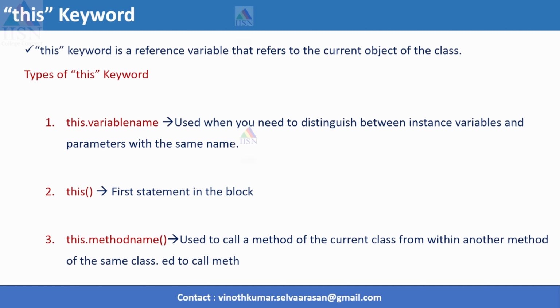Another one is this dot method name. It is used to call the method which is present in the same class. Instead of calling by using a method name, we are going to call by using this dot method name. Instead of calling by using the object name, we are going to call the method by using this dot method name within the class itself. Okay, so first we are going to see what is this dot variable name in detail. For that, we are going to move to the implementation part.